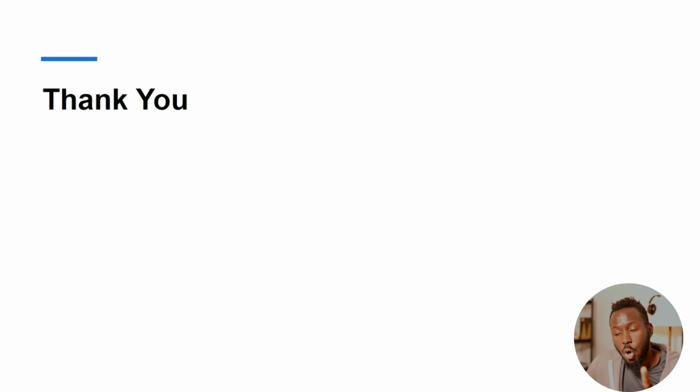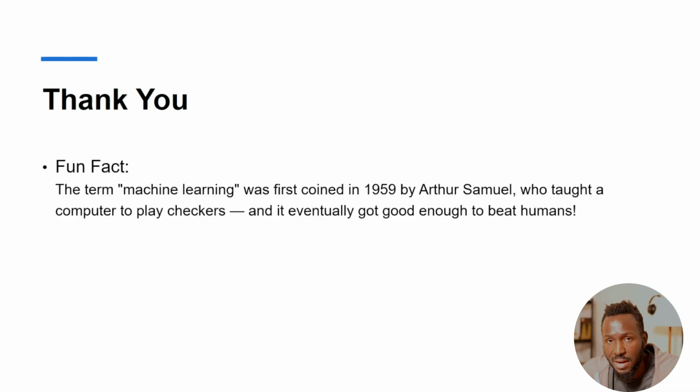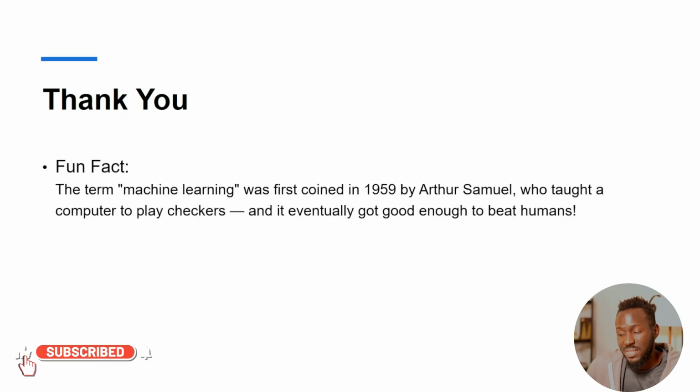Before I let you go, I just want to leave you with something. Fun fact, guys: the term machine learning was first coined in 1959 by a man named Arthur Samuels. Arthur Samuels taught computers to play checkers, and eventually it got good enough to beat human beings. That's a fun fact.